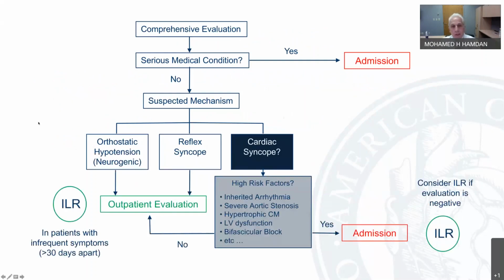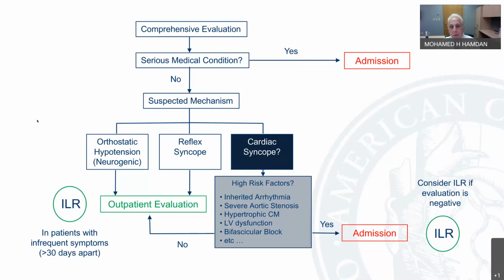Before we start the discussion on device selection in patients presenting with syncope, I think it's very important that we go over the approach to these patients. If the patient has a serious medical condition, cardiac or non-cardiac, you're going to be admitting these patients. And invariably, you're admitting them not because of the syncope, but because they have a serious medical condition. If the patient does not have a serious medical condition, then the task at hand is to determine the suspected mechanism. And this can be cardiac, reflex, or due to orthostatic hypotension.